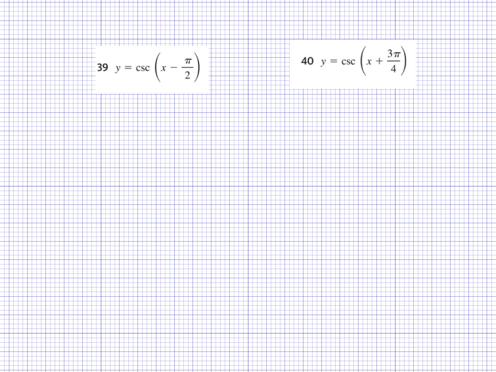All right, number 39. Cosecant. Now you're dealing with the sine curve and multiple asymptotes. So there's our amplitude is 1. Our period is 2 pi over 1. Divided by fourths, you get pi over 2. Okay? So we are shifting it. We're shifting it to the right by pi over 2.